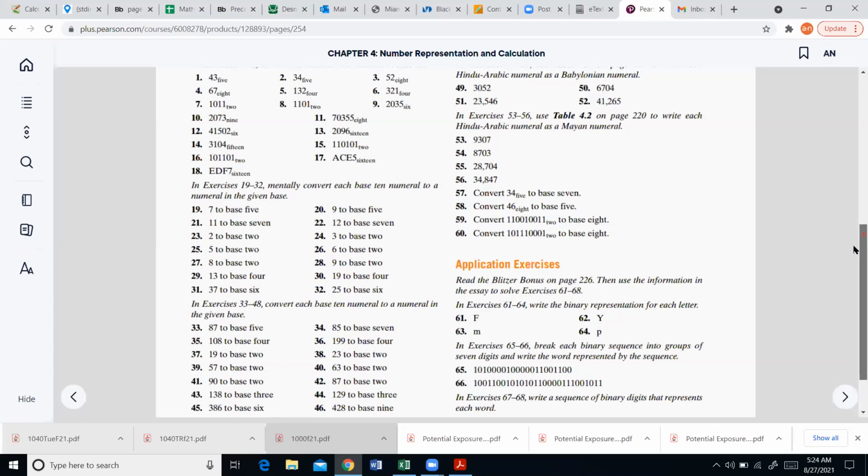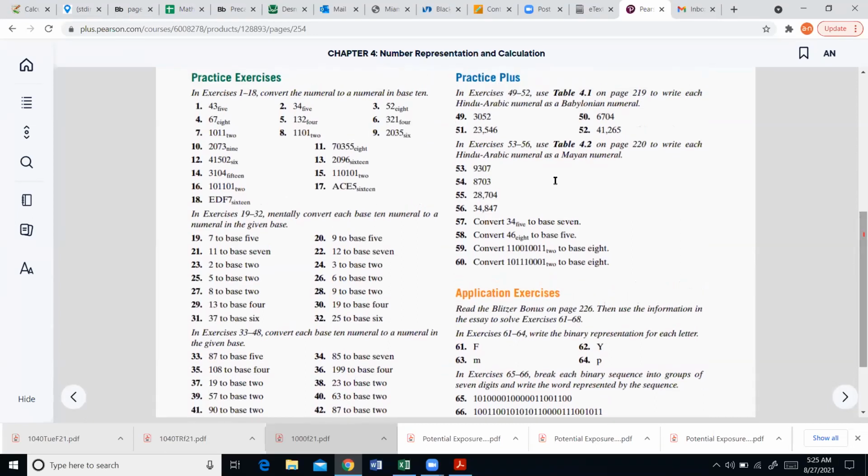So here's the page, and that's your left column. That's for homework, because again, right column is already under practice plus, so you don't have to worry about this, right?